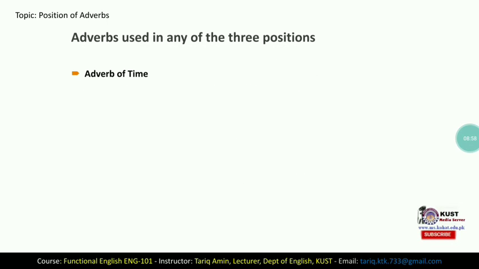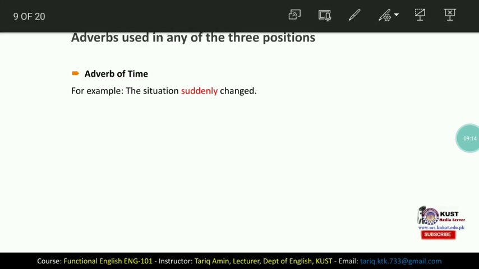Another type of adverb is adverb of time. Adverbs of time can also be used in any of the three positions. They can be used in the beginning, in the middle, and in the end of a sentence. For example, the situation suddenly changed. Suddenly is an adverb, and this adverb modifies the verb changed. And we can see that this adverb has been used in the middle of the sentence.